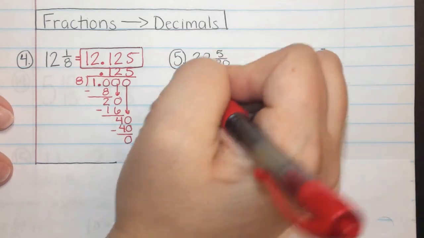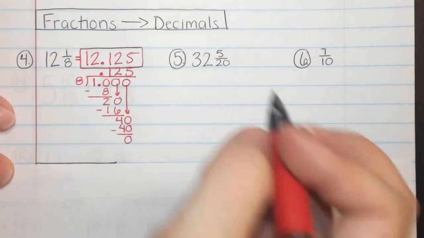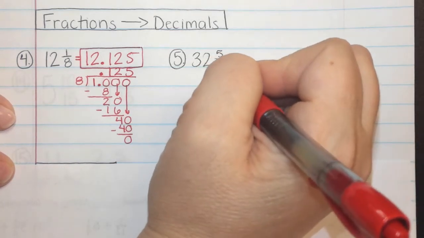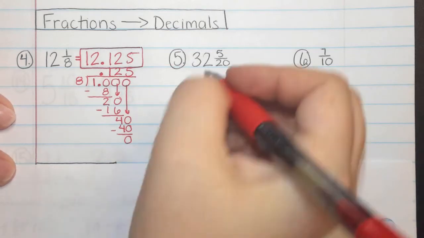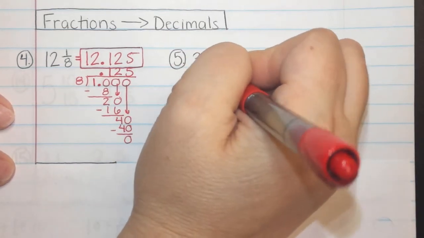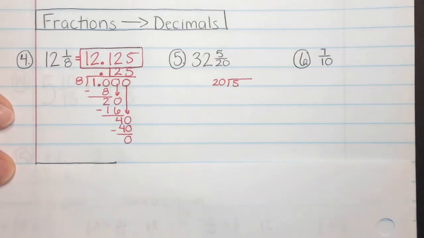All right, so let's set up number 5. We have 32 and 5 over 20. So how am I going to set up that division problem? You put 20 at the door and 5 inside. Perfect. 20 at the door, 5 inside. So we're going to put 20 and then 5. Okay, can 20 go into 5? No, so what am I going to do?